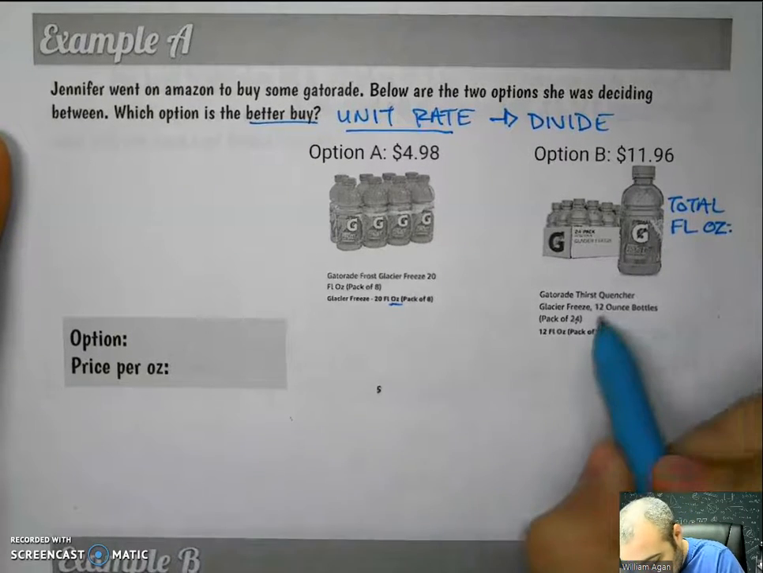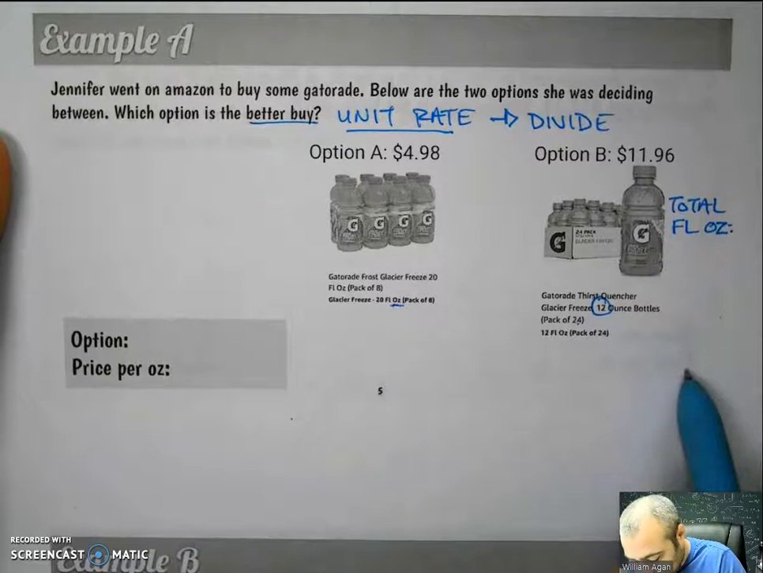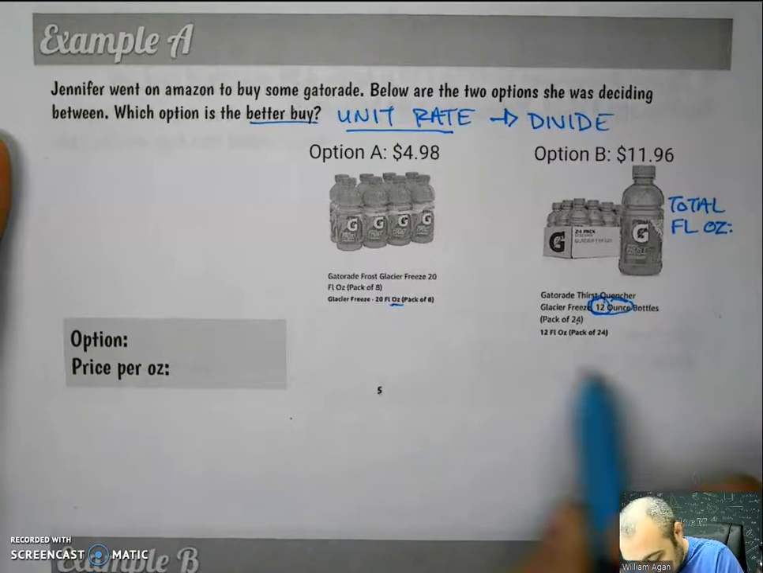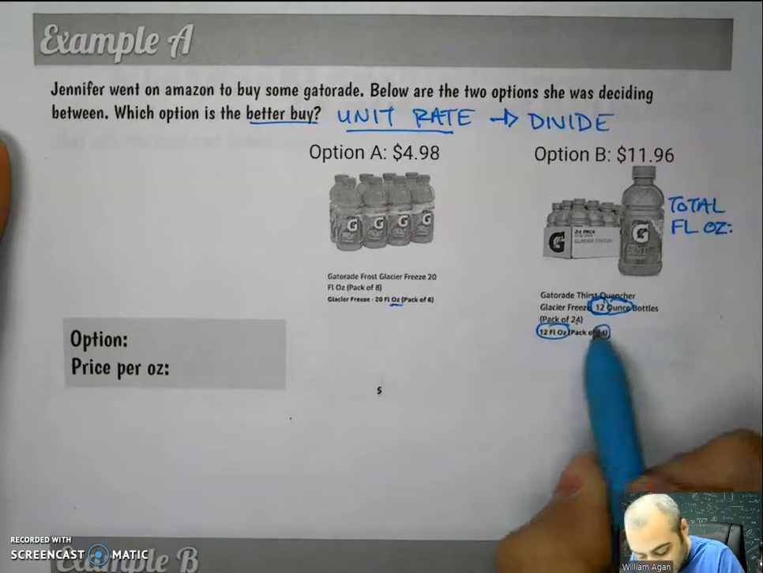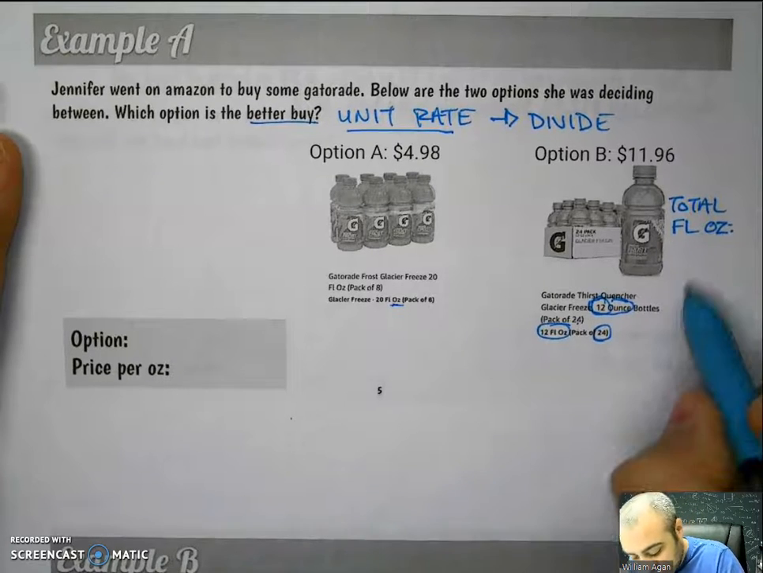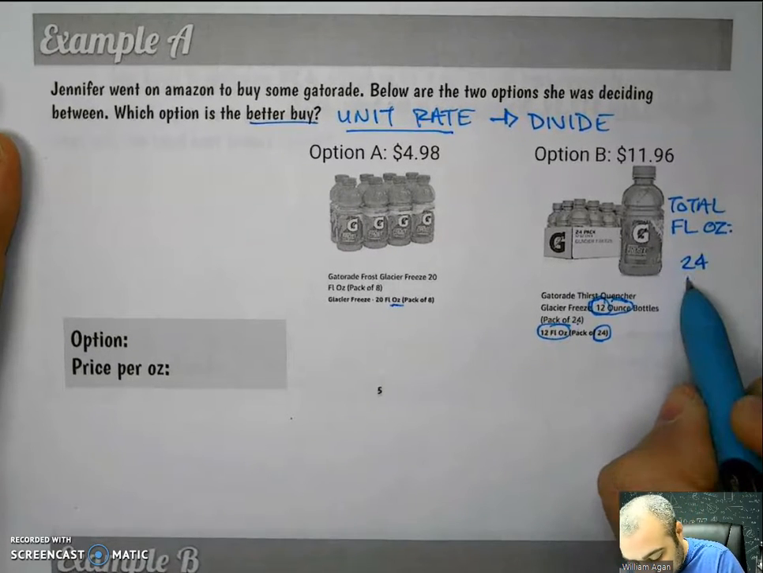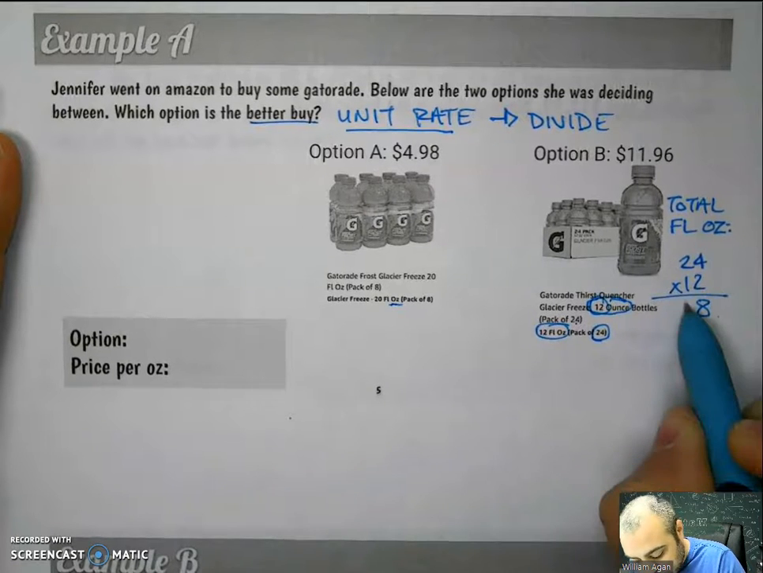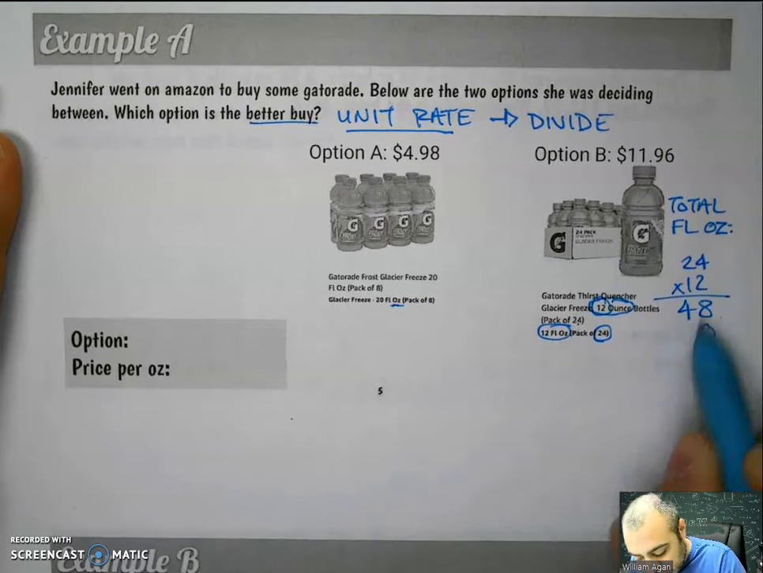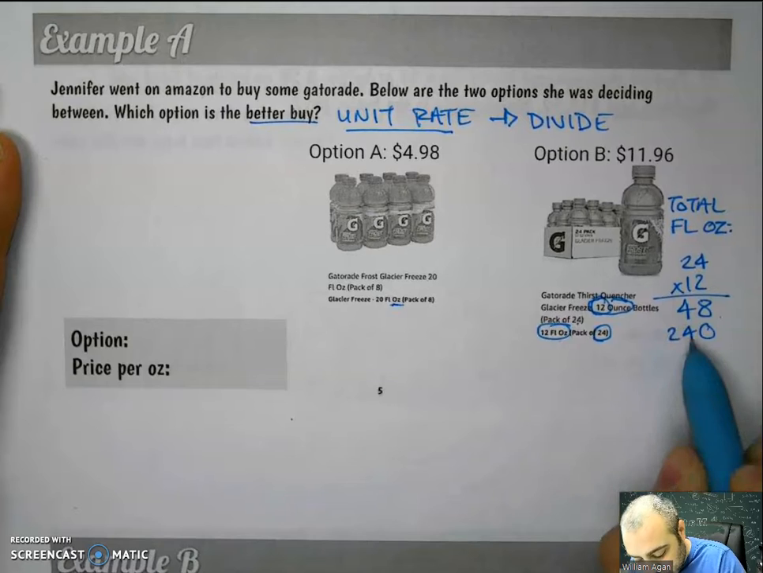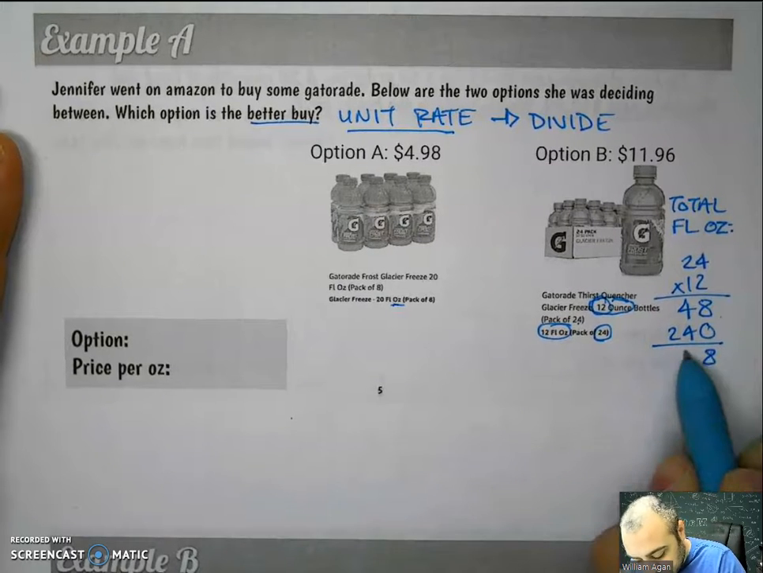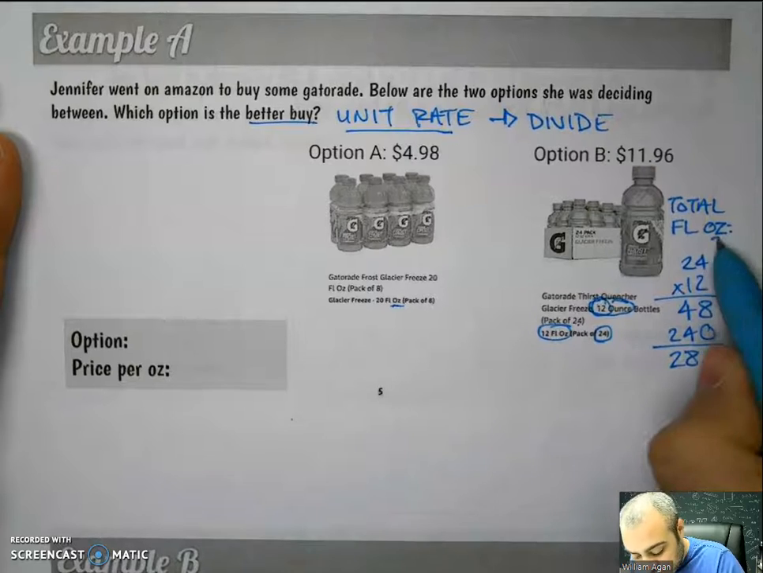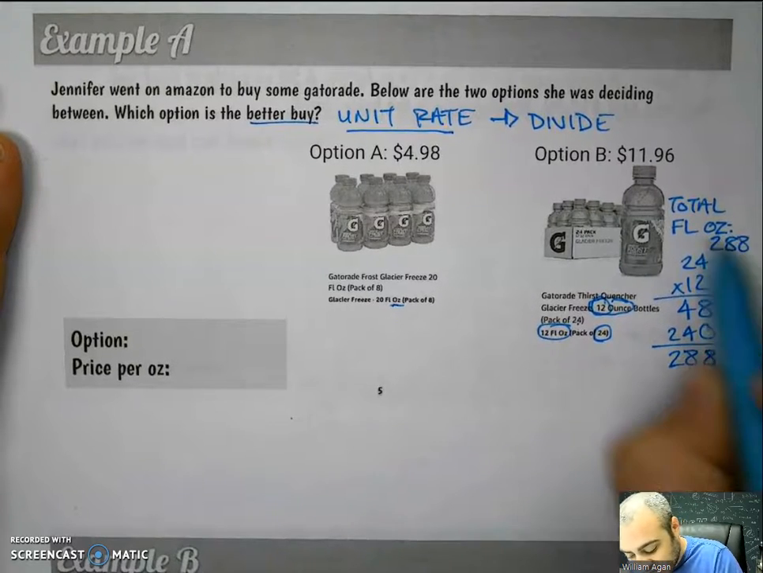To do that, well, there's not 12 bottles. Each bottle is 12 fluid ounces, and there's 24 of them. So we just need to multiply 24 times 12. 4 times 2 is 8, 2 times 2 is 4, put a 0 here, 1 times 4 is 4, 1 times 2 is 2, add this up, and we have a total of 288 fluid ounces.